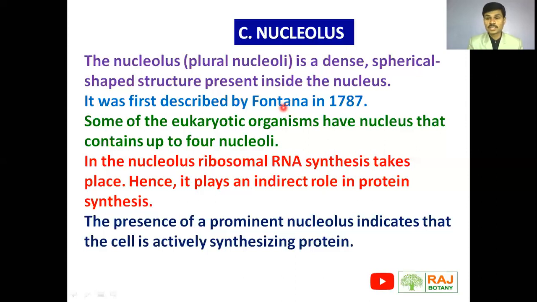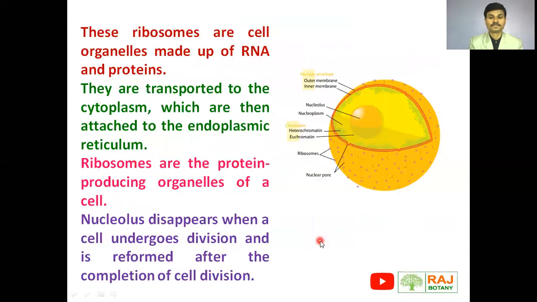That nucleolus is present within the nucleus, and the main function of the nucleolus is to synthesize rRNA, that is ribosomal RNA. From that ribosomal RNA, there is a formation of ribosomes, and ribosomes have a very important and vital function as far as protein synthesis is concerned. The presence of a prominent nucleolus indicates the cell is actively synthesizing protein.